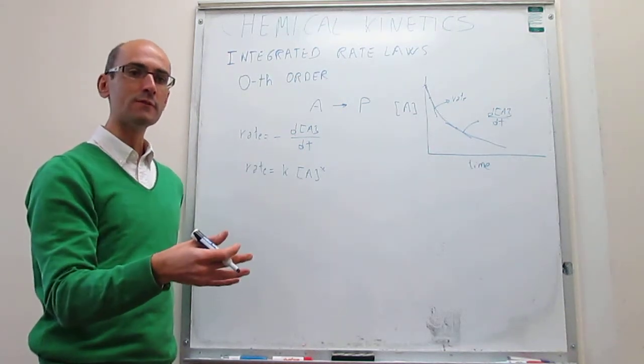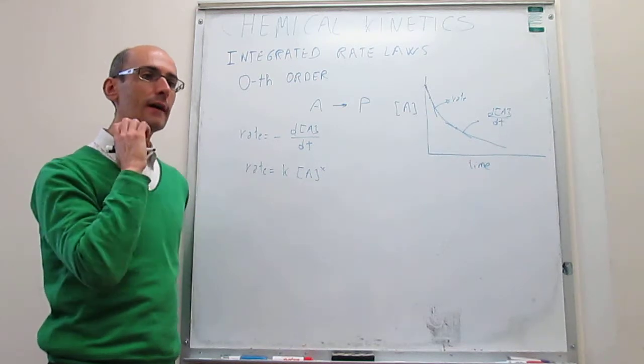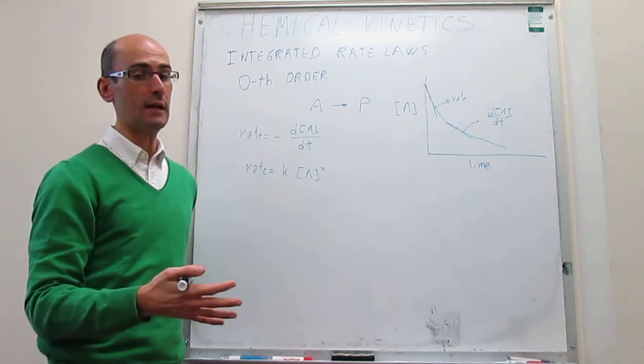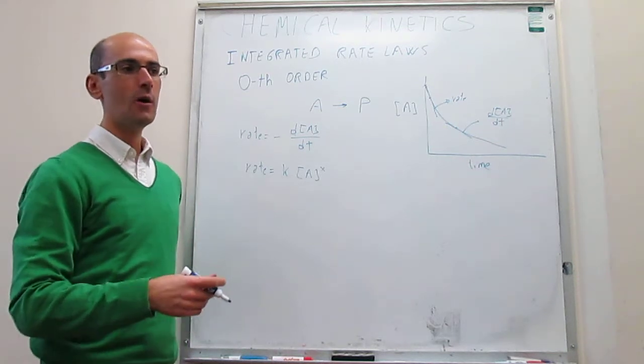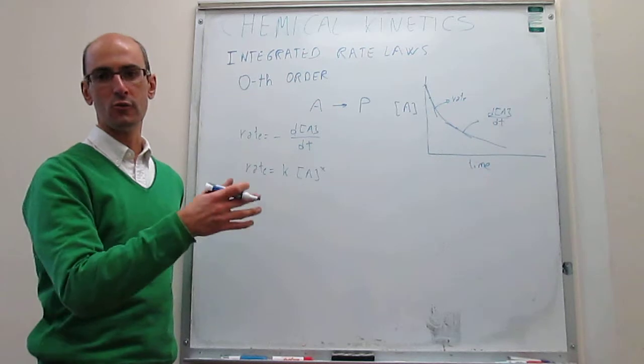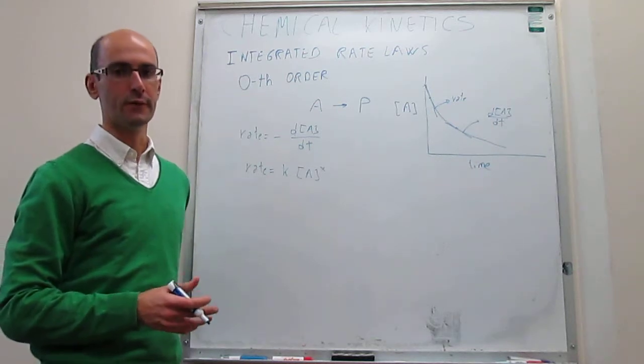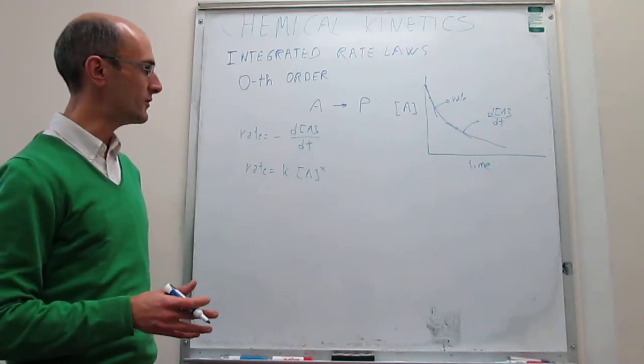And that is extremely useful because you can come up with things like how long it will take for the concentration to decrease to half of its original value, or how long it will take for the concentration of A to completely disappear, and so forth. So the integrated rate laws are very, very useful.